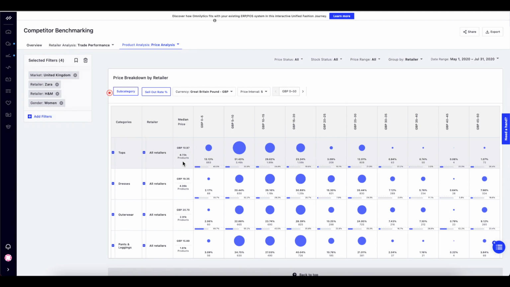Here we can see that the overall median price for tops is £10.97, while dresses are priced higher with a median price of £90.35, which is a difference of 43%.